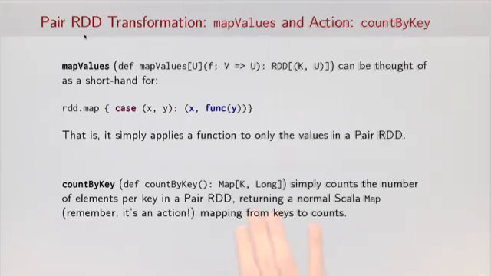Importantly, it returns a regular Scala map, so not anything distributed, but like a regular Scala collections map, and that maps the keys to the corresponding counts. So you then have a count per key of all of the values that you maybe have per key. And it's very simple, and remember it's an action, just like the count operation on regular RDDs, but it's specialized in this case for pair RDDs.